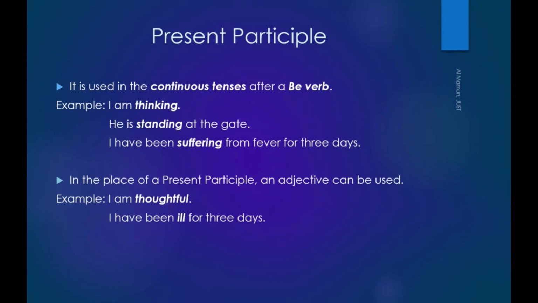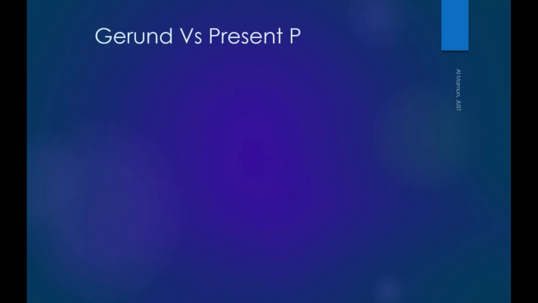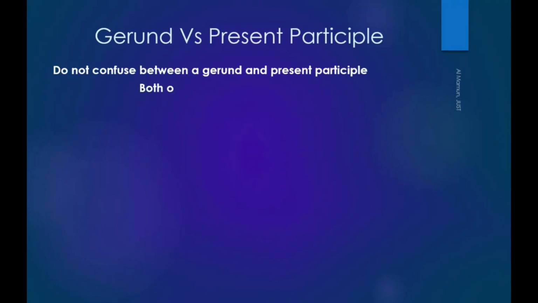I have been ill for 3 days. So I have been suffering. Instead of suffering you could say I have been ill for 3 days. So thoughtful and ill, they are adjectives, and instead of them you could use some ing form which can function as adjective. So let us have some differences between gerund and present participle, as students have some difficulty or confusion over determining which one is gerund and which one is present participle.